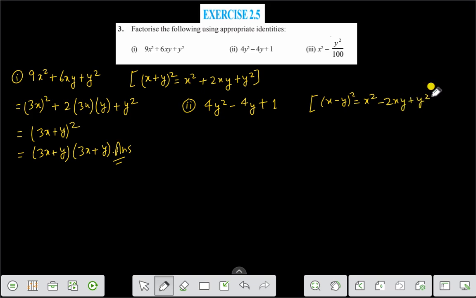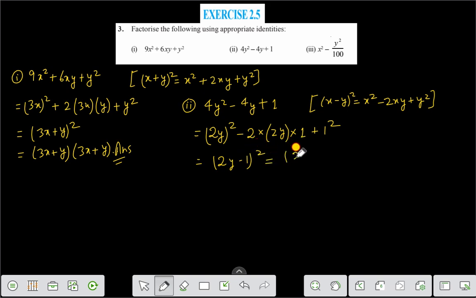We use this identity here, that is we are getting (2y) whole square minus 2 into 2y into 1 plus 1 square, or we are getting (2y minus 1) whole square, or we are getting (2y minus 1) into (2y minus 1). That is the answer of question number 2.